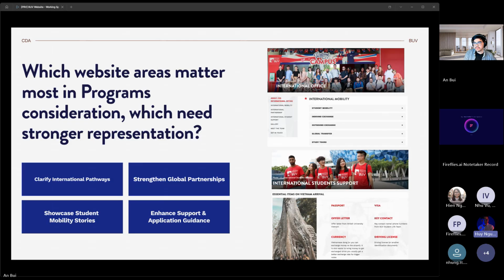We need to really differentiate that. That's the biggest issue. So I just need a section. Of course, for full degree students, a lot of the content's there already. So about BUV sections are important. I think the program pages need some work as well.